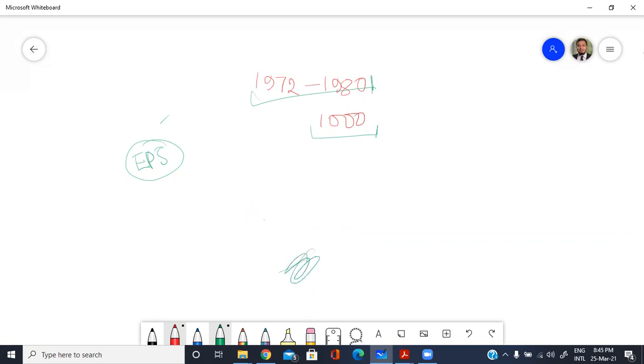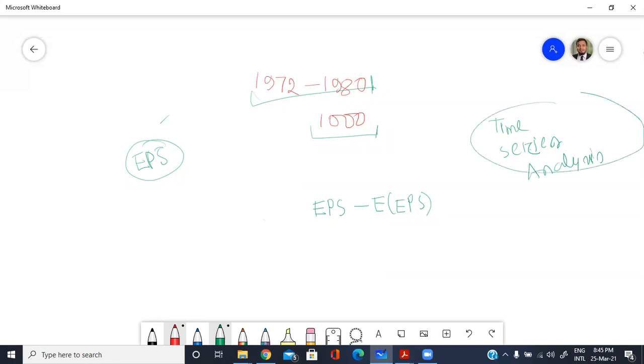So based on this difference, the actual EPS, the actual earnings, we subtract the expected EPS. Now the question is how analysts come up with this EPS prediction. It can be made by time series analysis, or by fundamental analysis. Time series analysis is purely statistical analysis. It can be used in finance to predict the EPS.